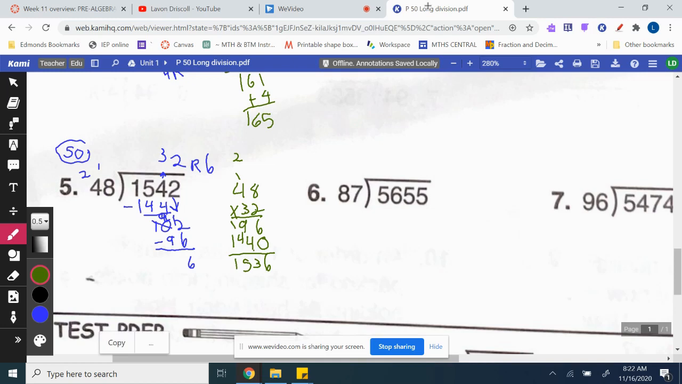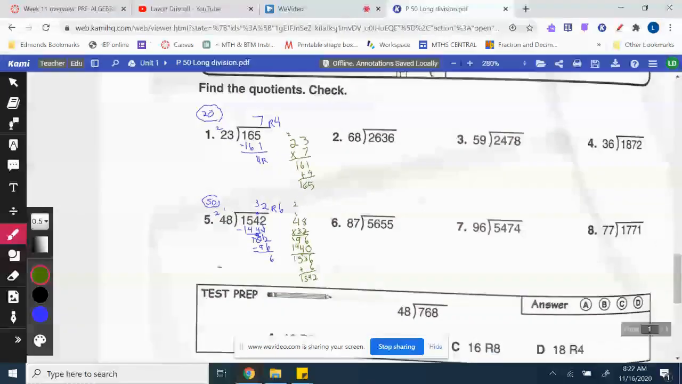And then I have to add my remainder. So plus 6. 6 plus 6 is 12. Carry the 1. 3 plus 1 is 4. 5 and 1. And I'm back at my original number, so it checks out.